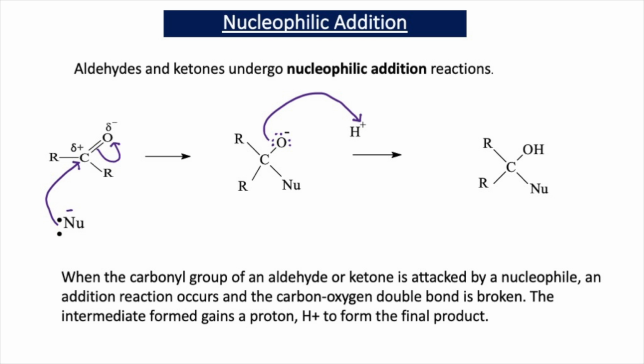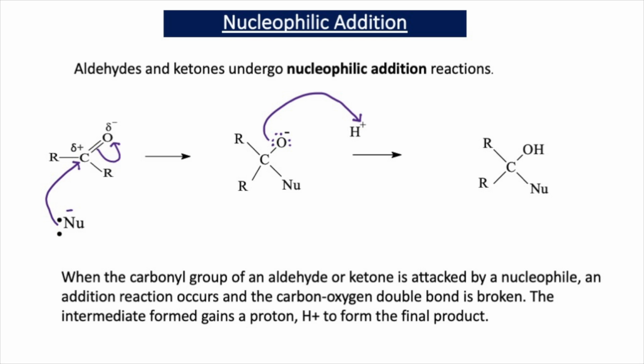Aldehydes and ketones undergo nucleophilic addition reactions. And in a nucleophilic addition reaction, a pair of electrons from a nucleophile attacks the delta plus carbon in an aldehyde or ketone, and it forms a coordinate bond to this carbon. The general mechanism is shown here, and you can see a pair of electrons attacks the delta plus carbon, and this is shown by a double-headed arrow.